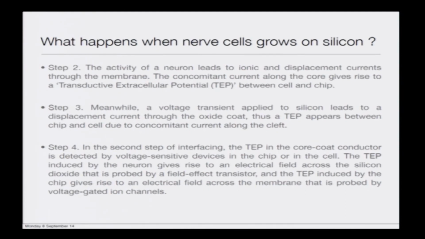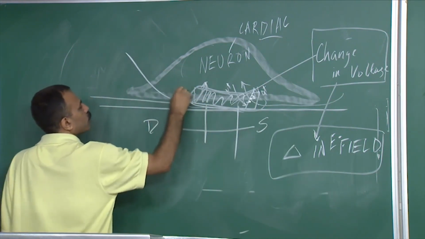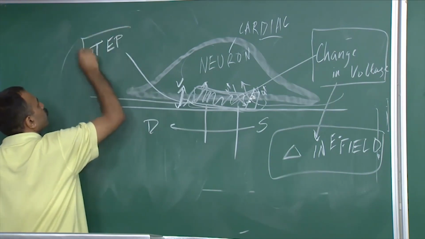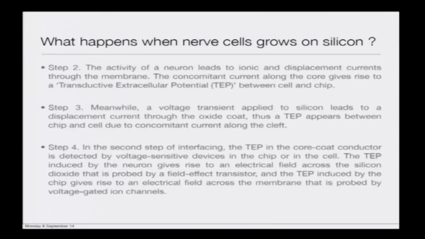The concomitant current along the core gives rise to something which is called transductive extracellular potential. So, this is what that change is. This change in voltage is the transductive extracellular potential, TEP. What you see in your slide now, that is what we talked about. Meanwhile, a voltage transient applied to silicon leads to a displacement current through the oxide core. Thus, the TEP appears between the chip and cells due to concomitant current along the cleft.